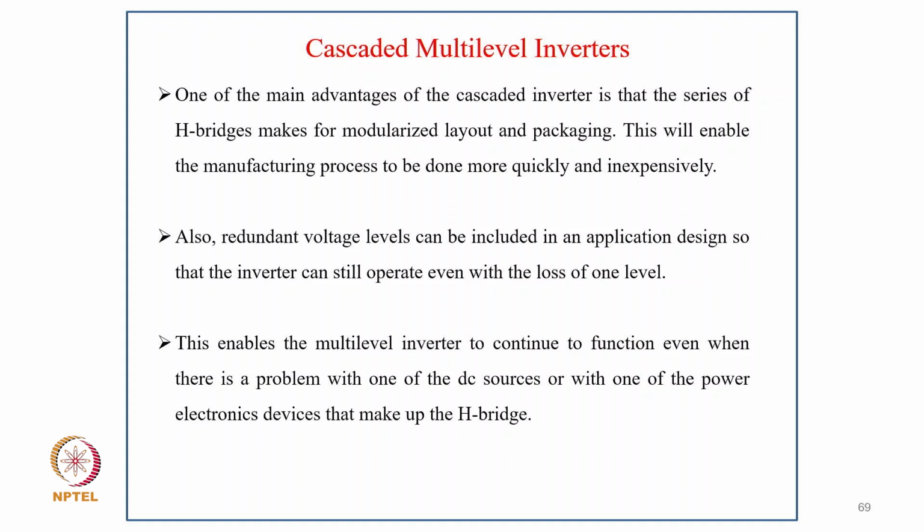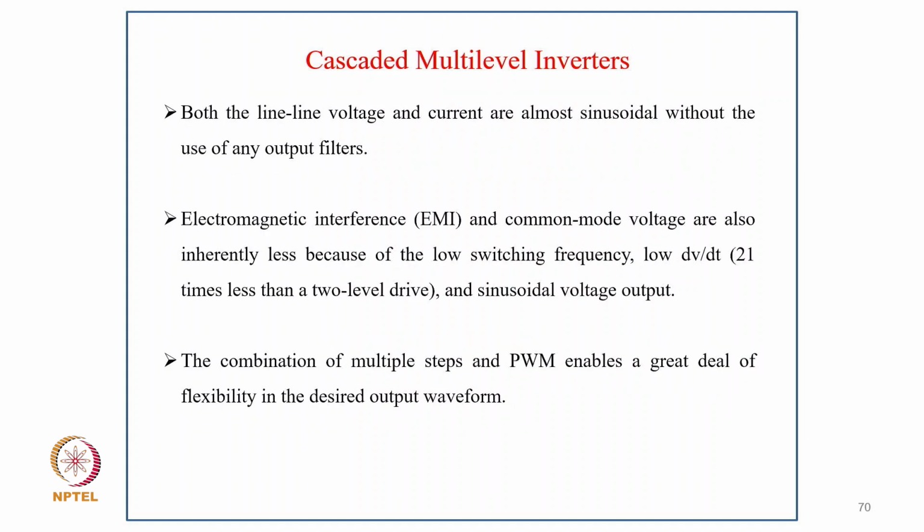the H-bridge. So both the line-to-line voltage and currents are almost sinusoidal without use of any output filter, and electromagnetic interference and common mode voltage are also inherently less because of the low switching frequency and low dV/dt, and sinusoidal output voltage.